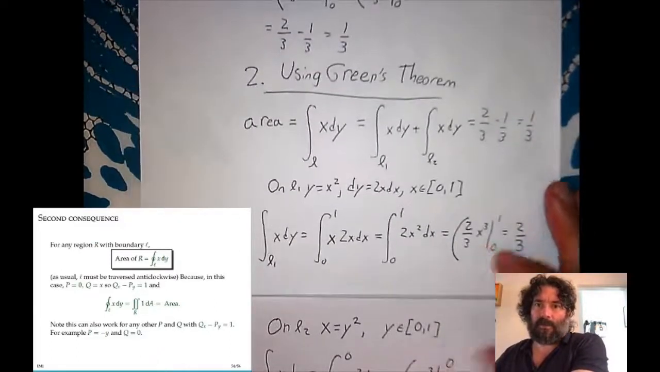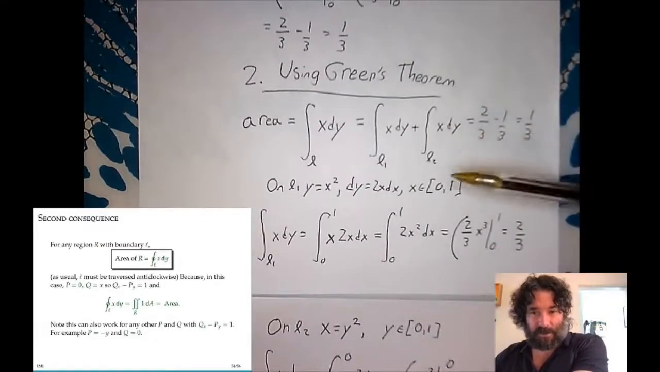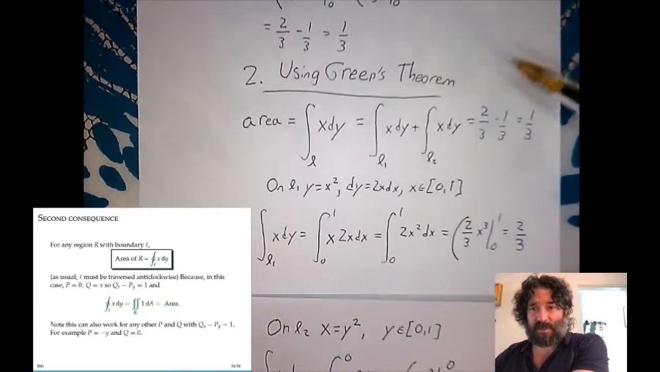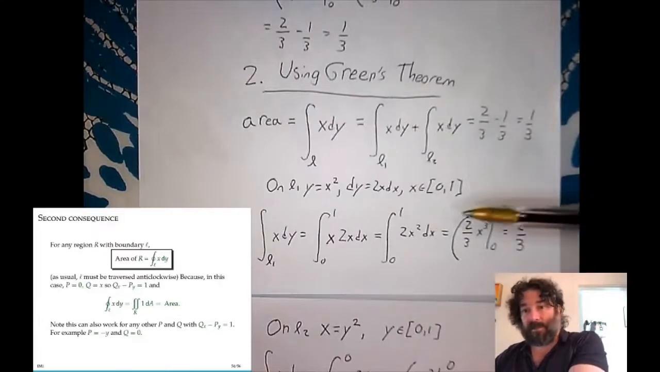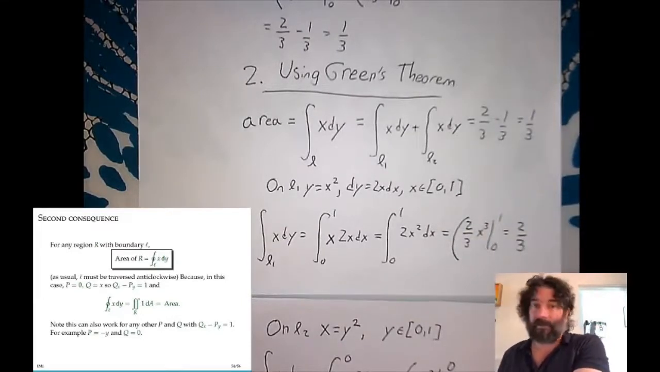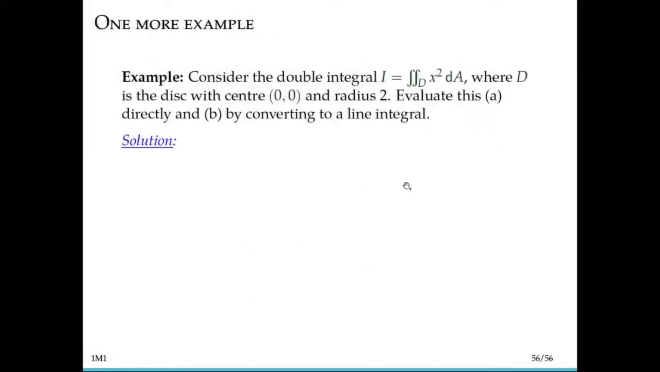You might think that doing the single integrals is easier. It does involve less computation in this case, but this provides a link between these two things, which is pretty non-obvious, and so is something that could have applications, a different way of calculating the area. Okay, those are the two consequences of Green's theorem I was going to discuss, and I would like to do one more example of Green's theorem, which is not actually related to either of these two consequences, but is just another example using Green's theorem.